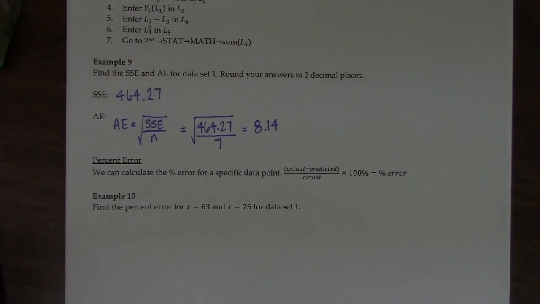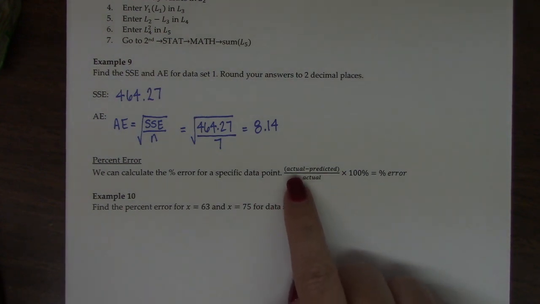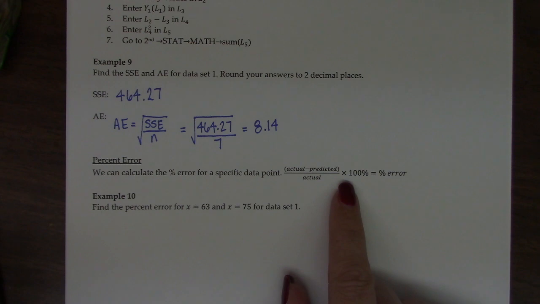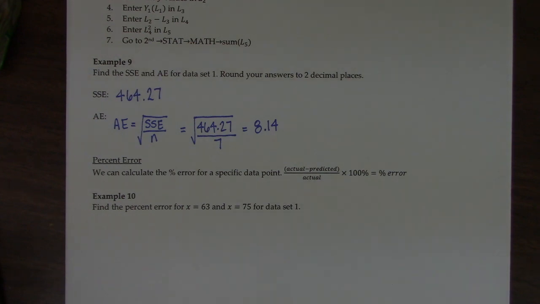So now that we've seen how to compute the sum of all the squared errors and also the average error for the whole model, we can also calculate the percent error for a specific data point. And we do that by looking at the actual minus the predicted, so the error in the numerator, divided by the actual, and then we multiply that by 100% to get the percent error.